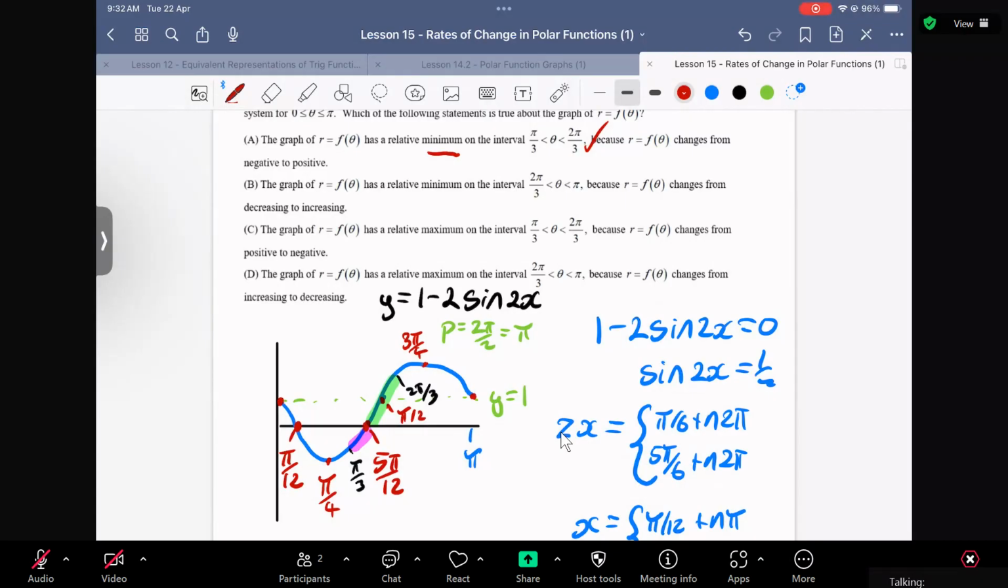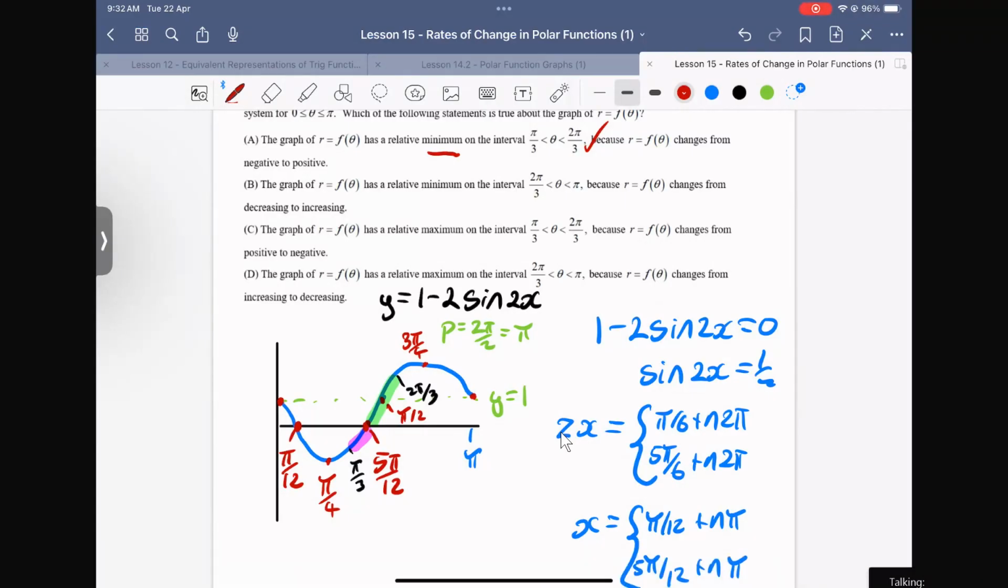Okay, so this is true. It does change from negative, but this isn't the reason that it has a minimum. It will have a minimum because it changes from increasing to decreasing or decreasing to increasing. So in this statement here and in this statement here, it gives the wrong reason. It says that the reason is that it moves from positive to negative or negative to positive. These are not the reasons. We need reasons that look like this, increasing to decreasing.